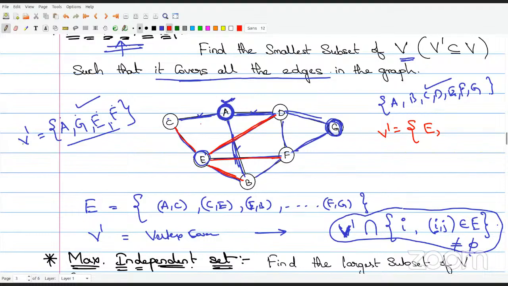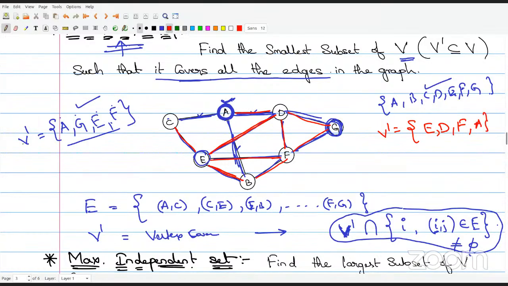So if I have chosen D, then this is covered, this will be covered, this will be covered. Now you see this edge remained. I have to pick again F or G. So I will pick F. This and this will be covered. Now I have to cover CA and AB. So I have to pick A.